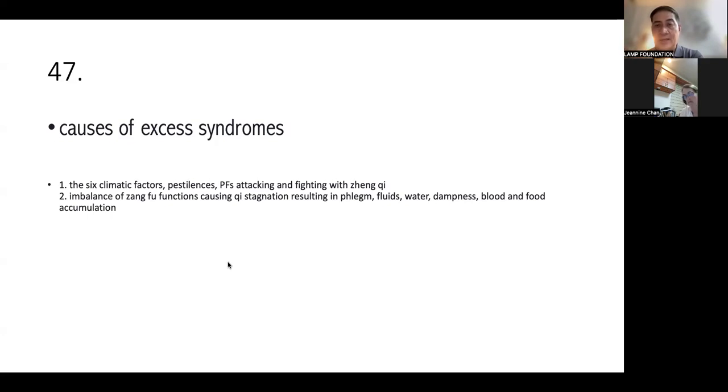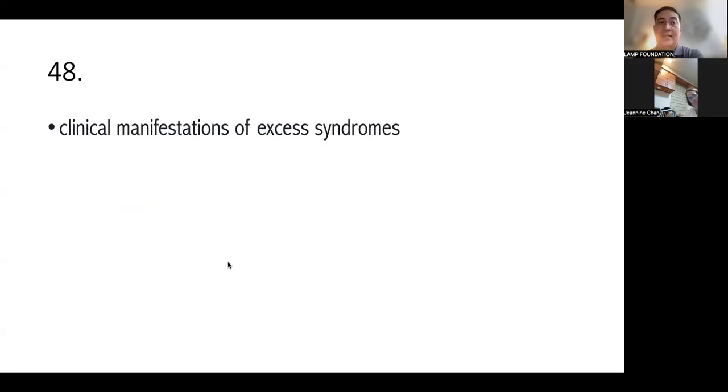Pathogenic factors attacking and fighting with the Zheng Qi. Imbalance of Zang Fu functions causing qi stagnation, resulting in phlegm, fluids, water dampness, blood, and food accumulation. Okay? What are the clinical manifestations of excess syndromes?